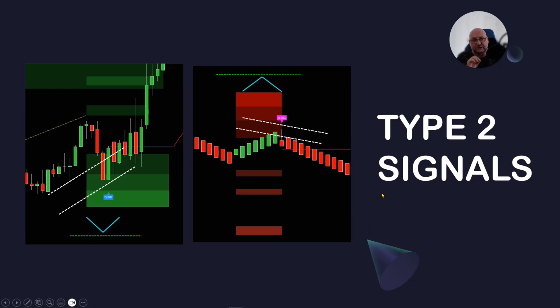Type 2 signals is when we get shallower pullbacks, so we don't get that crossover of the point of control, then cross back again, but they're still strong signals. What happens is we pull back into one of the support zones, in this case for the long. One candle goes in and closes, the next candle comes out and closes above this channel. It's like a cloud, but it's invisible. The software works it out.